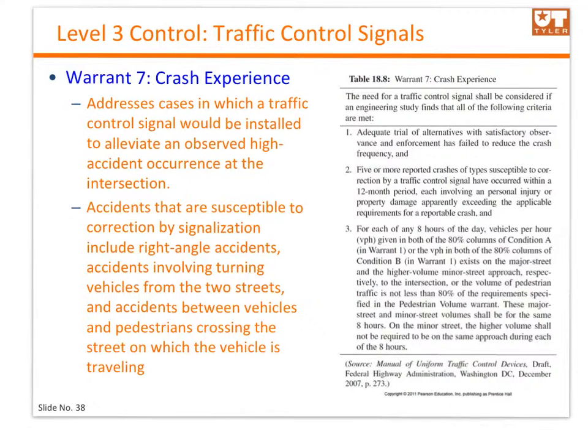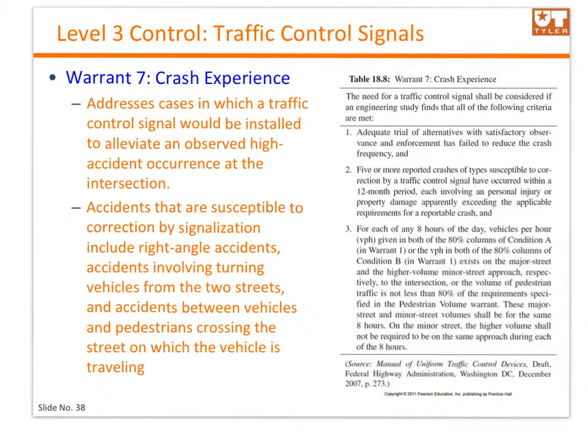Basically, we're saying we tried to fix the problem of having accidents with levels 1 and 2, and it still didn't work. And number 2, we are observing five or more reported crashes of types susceptible to correction by a traffic control signal within a 12-month period, each involving personal injury or property damage apparently exceeding the applicable requirements for a reportable crash.